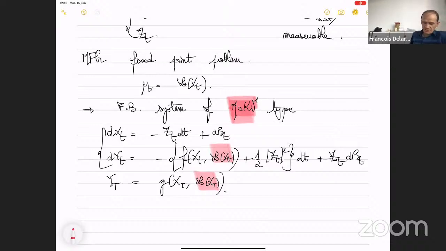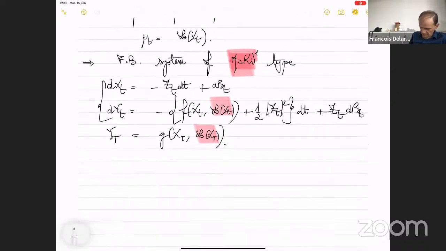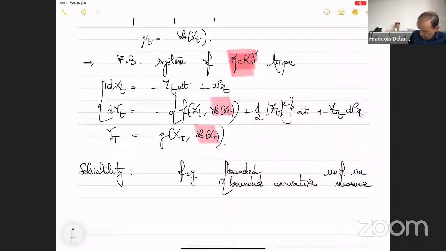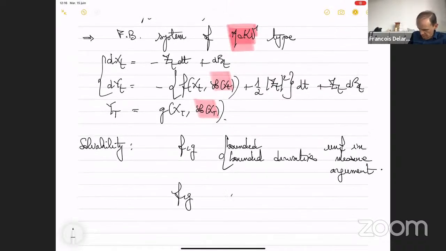You could wonder about the solvability of this equation. Basically, you will get similar results as the one for the PDE. So the solvability results are the same, and the proof is really similar. There are no big differences. So you assume f and g bounded, let's say, with bounded derivatives, uniformly in the measure argument. You also need f and g, as before, to be continuous in the measure argument.